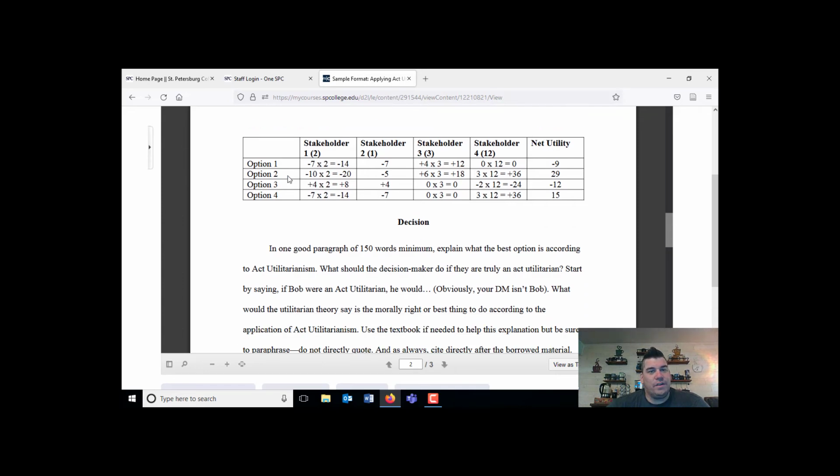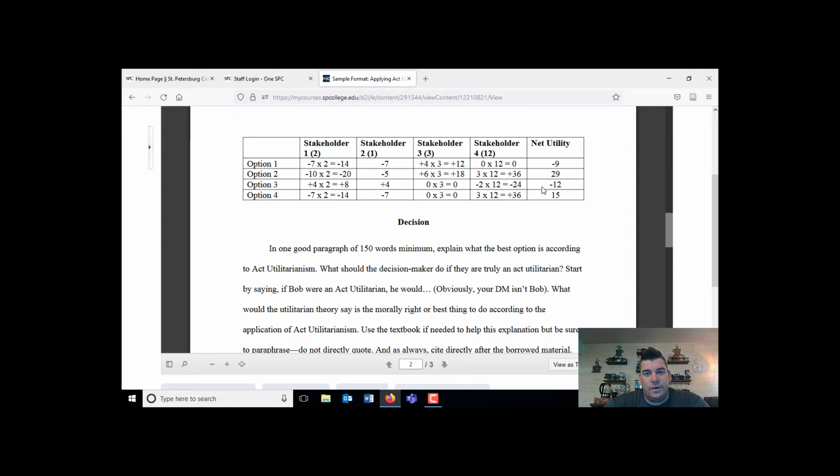And then what happens is you get your numbers. So like this option, the net utility was -7 and there were 2 stakeholders. So after you multiply it, it's -14. Do you see? And you want to show this math in there. If you don't show the math, you're going to lose points because I want to see how you came up with it. Obviously, if there's only 1 stakeholder, I'm not going to make you show that math, but make sure you do that for all 4 options and all 4 stakeholders.